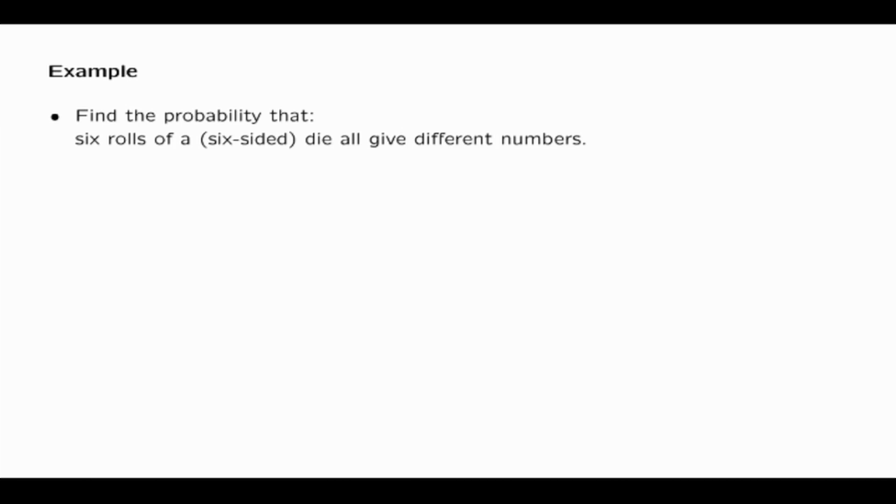We will now use counting to solve a simple probabilistic problem. We have in our hands an ordinary six-sided die which we are going to roll 6 times. So this is our probabilistic experiment, and we're interested in the probability of a certain event. The event that the 6 rolls result in different numbers.